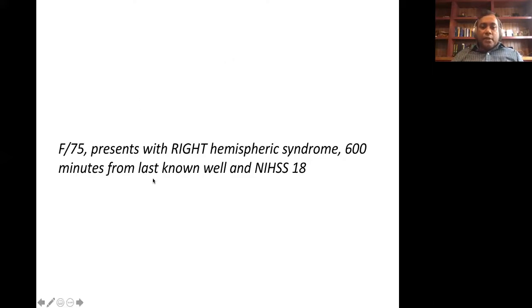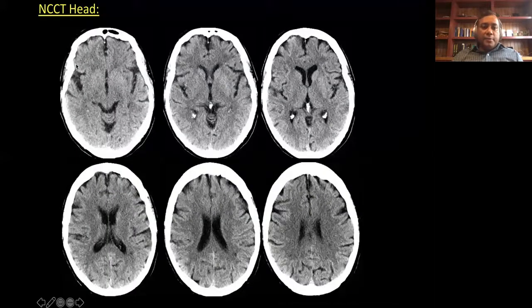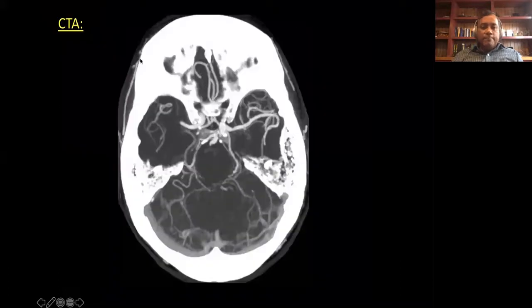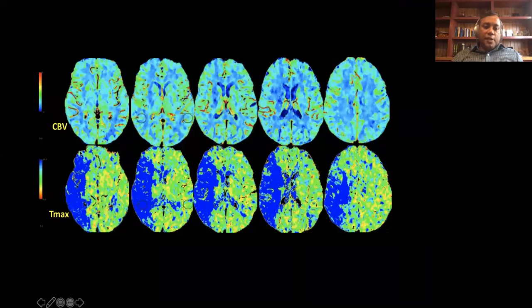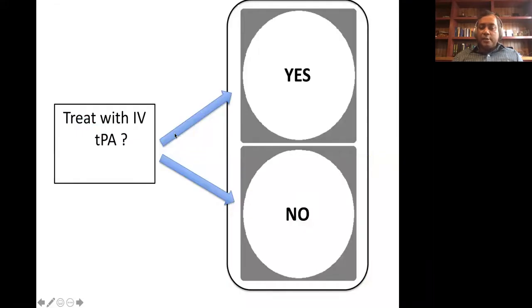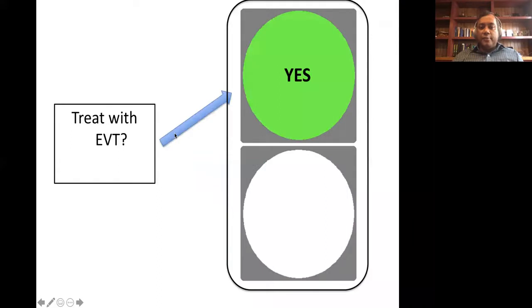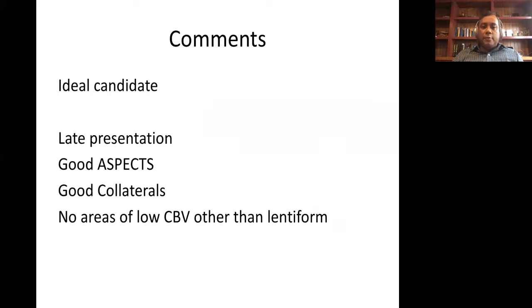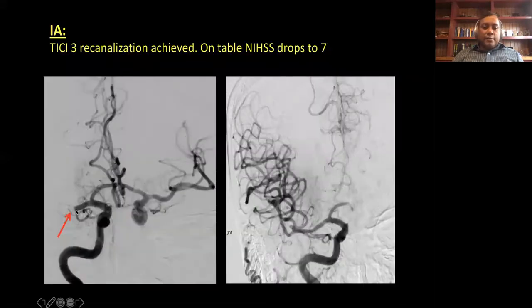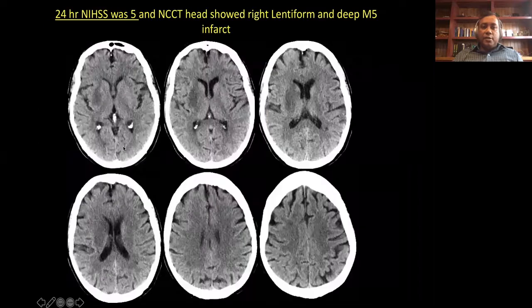Last patient, 75-year-old, presents with a right hemispheric syndrome, almost 10 hours from last normal, NIH 18. Again, right hemisphere. Scan looks good, non-con CT scan. Mid M1 occlusion. Look at the collaterals. In the first phase, very good filling. So this is really good collaterals. Look at the perfusion: no CBV lesion, huge Tmax lesion, huge mismatch. Treat with IV TPA, the time is a factor, endovascular, yes. And all in green, which means good patient, ideal candidate. We went ahead, treated, and the patient did really well.